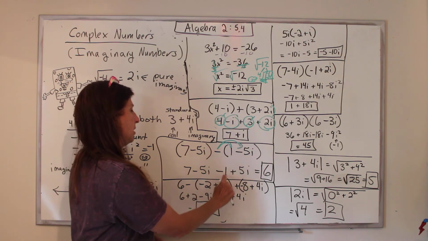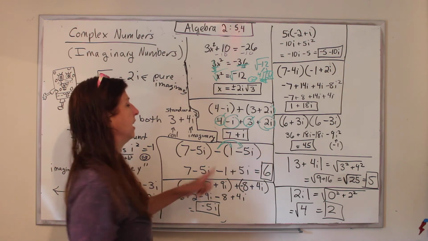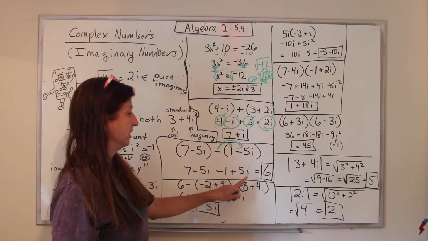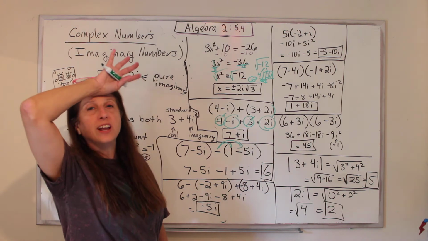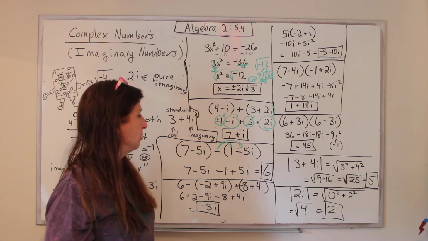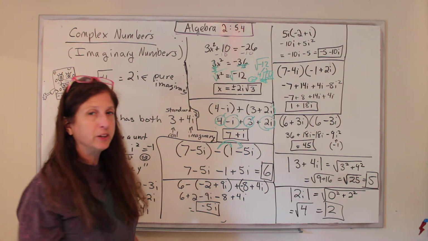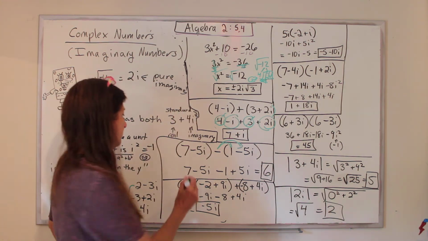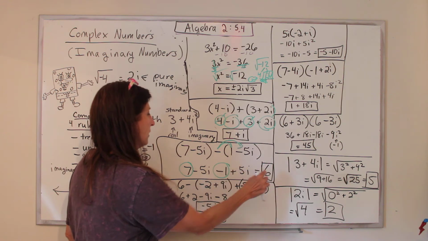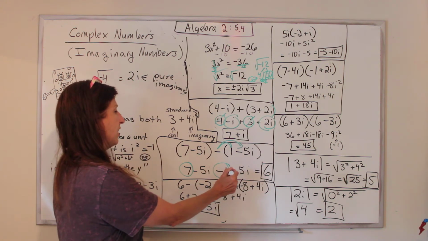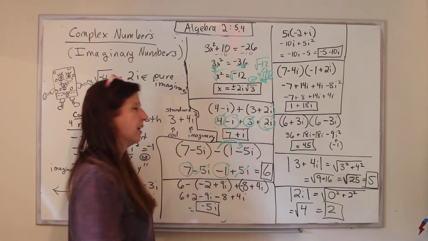Imaginary 1 times 1 is 1. Imaginary 1 times -5 imaginary. Oh, my imagination's going to break. Is +5 imaginary. Now what do? Gather up our terms. 7 minus 1 is 6. And -5 imaginary plus 5 imaginary, those cancel out.